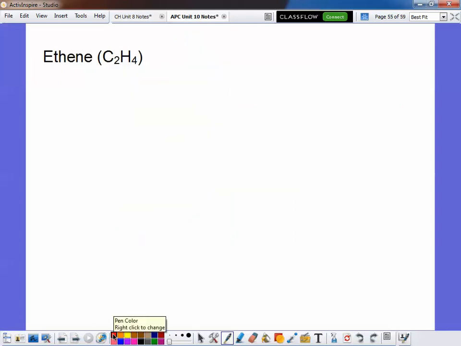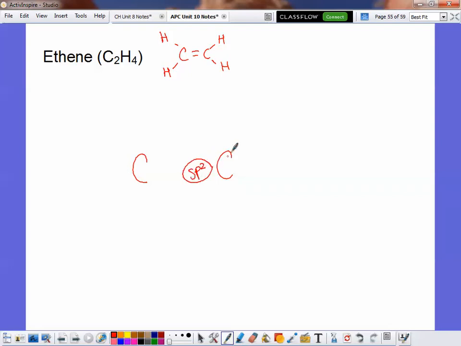Now let's throw in a double bond. Ethene. We already drew this before, but it looks like this. All right, so we've got 2 carbons. Both of those carbons have 3 areas of electron density around them. So both of those carbons are sp2 hybridized. So those carbons have 3 sp2 hybridized orbitals surrounding them, and they are going to be at a bond angle of 120.